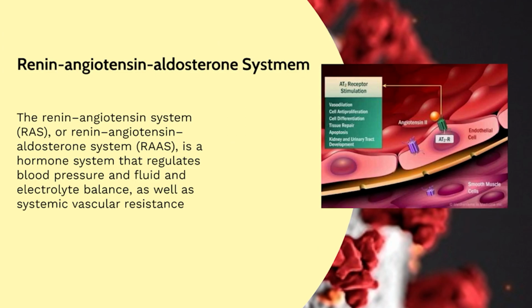The Renin and Angiotensin system, or RAS, also called the Renin, Angiotensin, Aldosterone system, RAAS, is a hormone system that regulates blood pressure and fluid and electrolyte balance, as well as the systemic vascular system. Now we're gonna watch a video explaining it a little bit better.